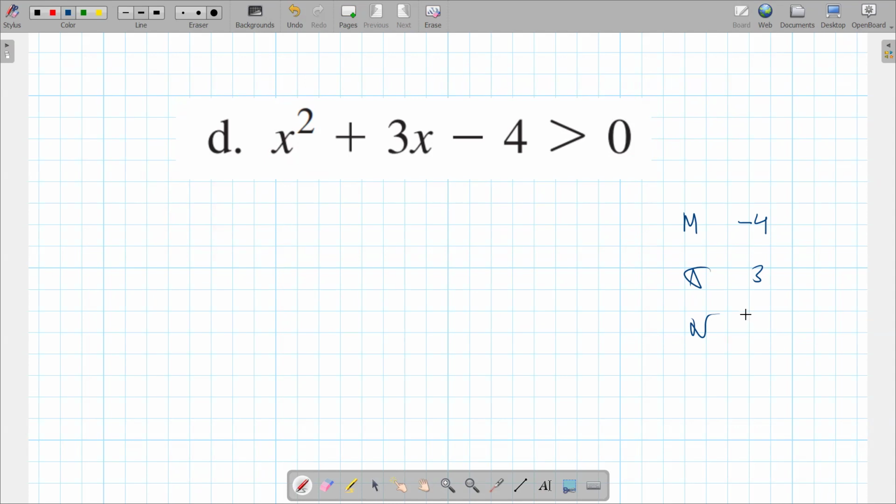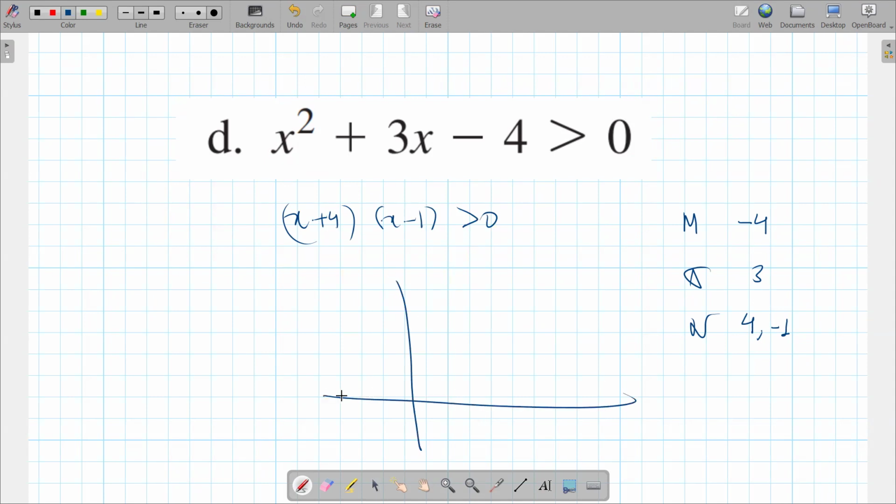So it's +4 and -1. So (x + 4)(x - 1) > 0. We know this means that there are intercepts at -4 and at +1. This is opening up.